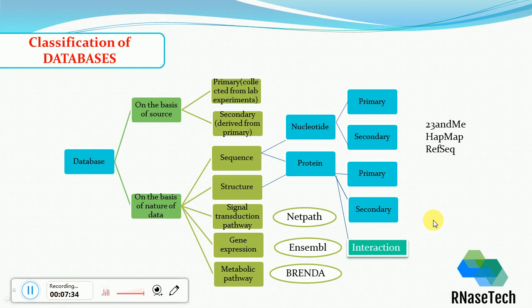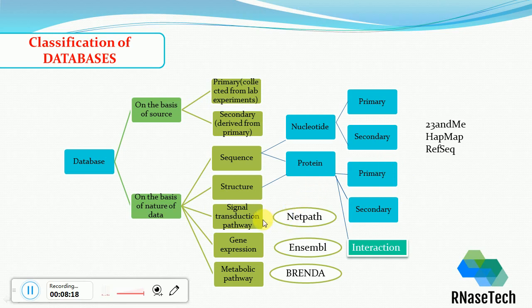So basically, what does this mean? It means primary data is very raw data, which is the result of a lab experiment, and secondary data is derived from the primary data. For example, if in primary data we are submitting a sequence, then based on that sequence, the secondary data must have the structure of that sequence. The structure is generated based on that sequence, and that data is present in the secondary database. Secondary databases of protein generally contain the structure of protein, and primary databases of protein contain the amino acid sequence of proteins.